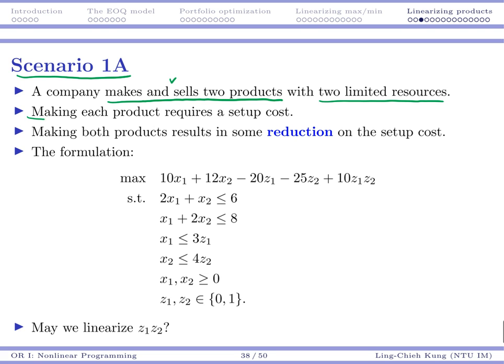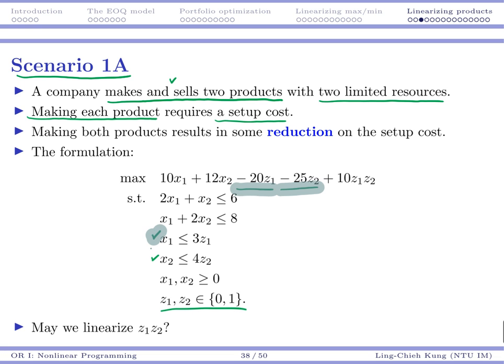And then making each product actually requires a setup cost. What is that? If you make product 1, you need to pay $20 as your setup cost. If you make product 2, you need $25 as your setup cost. Again, very natural. And your Z1, Z2 are binary.